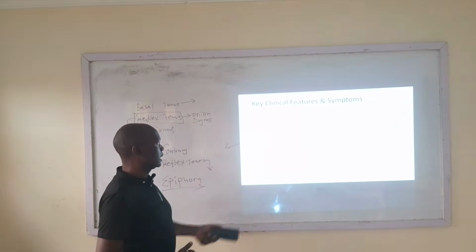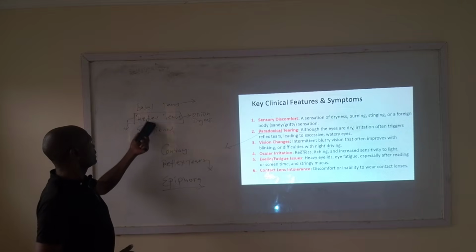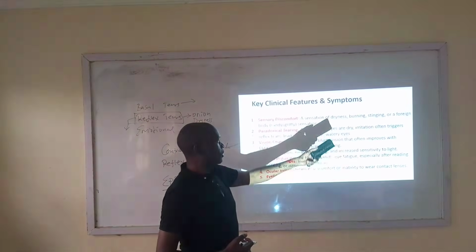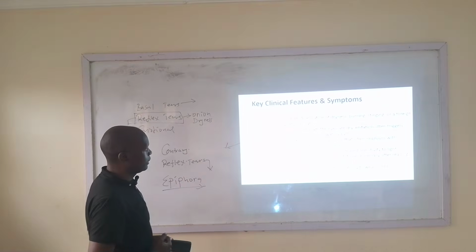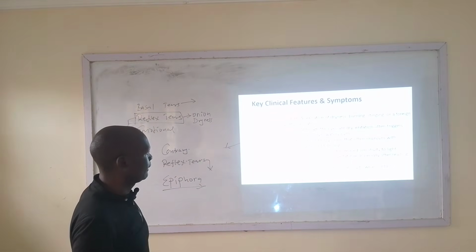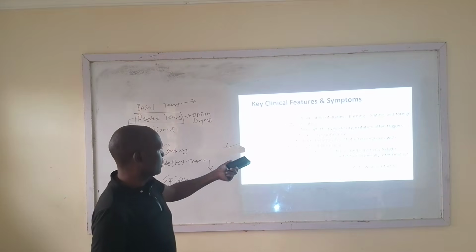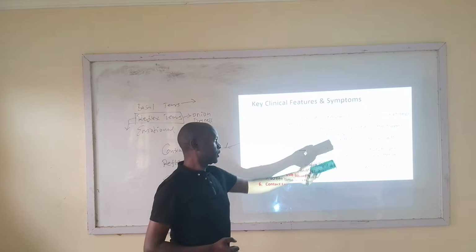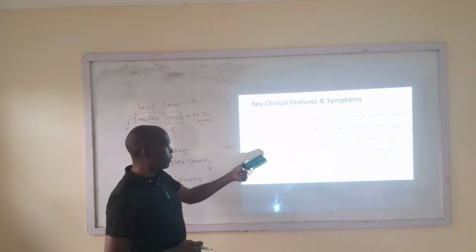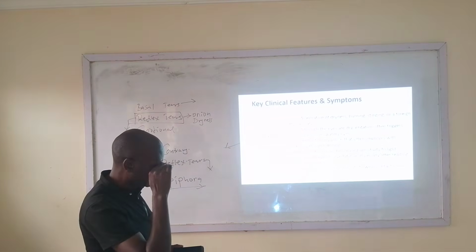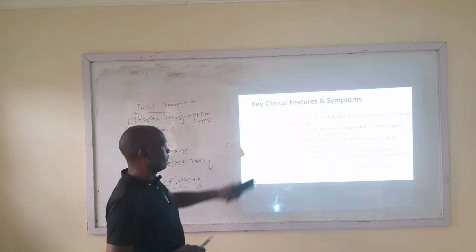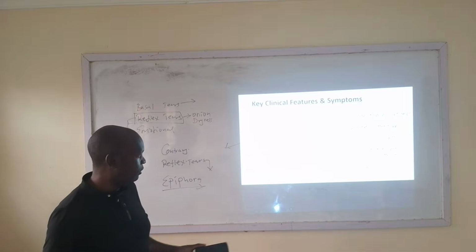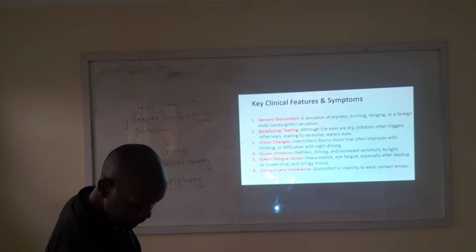But the type of tearing here is not the normal one. It's due to the reflex that is brought about by triggers. A good example is the dryness of the eye. And then the other features, you can have visual changes, for example blurring of vision. You can also have ocular irritation, all the time you want to scratch the eye because it's dry. You can also have eyelid fatigue as well as contact lens intolerance.